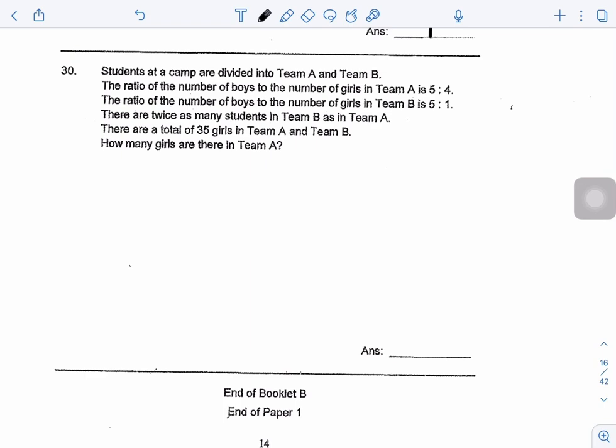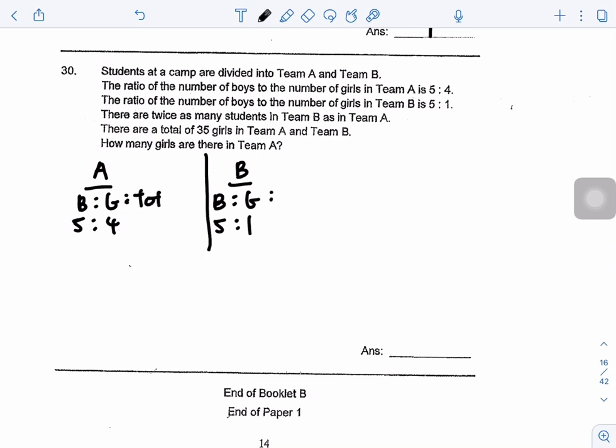Last question, question 30. Students at the camp are divided into team A and B. The ratio of the number of boys to girls in team A is 5:4. So team A, boys to girls, is 5:4. For team B, the boys to girls is 5:1. Let's see, what else do they have? There are twice as many students in team B as in team A. So we're talking about total.